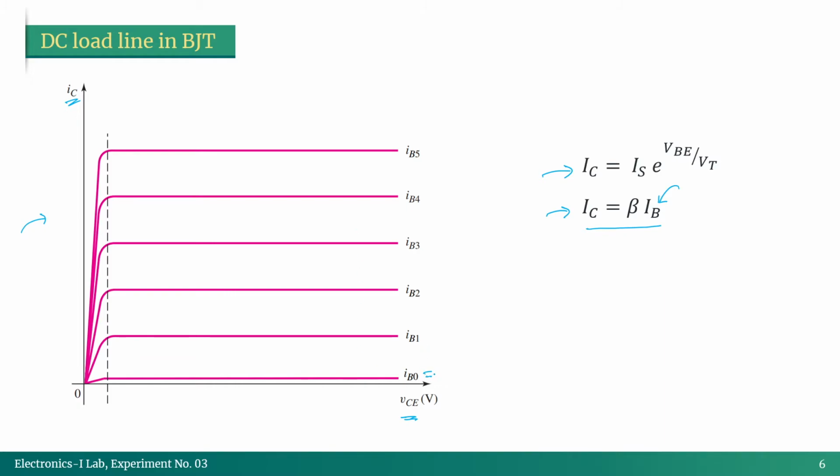So IB0 here denotes a value which is almost close to 0 ampere, and maybe IB1 can be 5 microampere. IB2 can be 10 microampere. As our base voltage is increasing, our graph will be shifting up. That's why there are several graphs. There can be more graphs here if we want to, like this. We are just showing some particular graphs for some particular values here. I think you understand that.